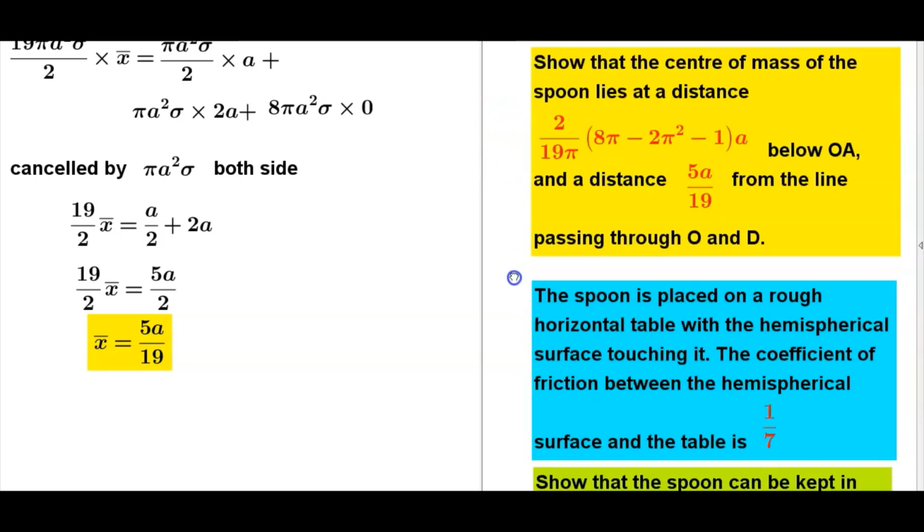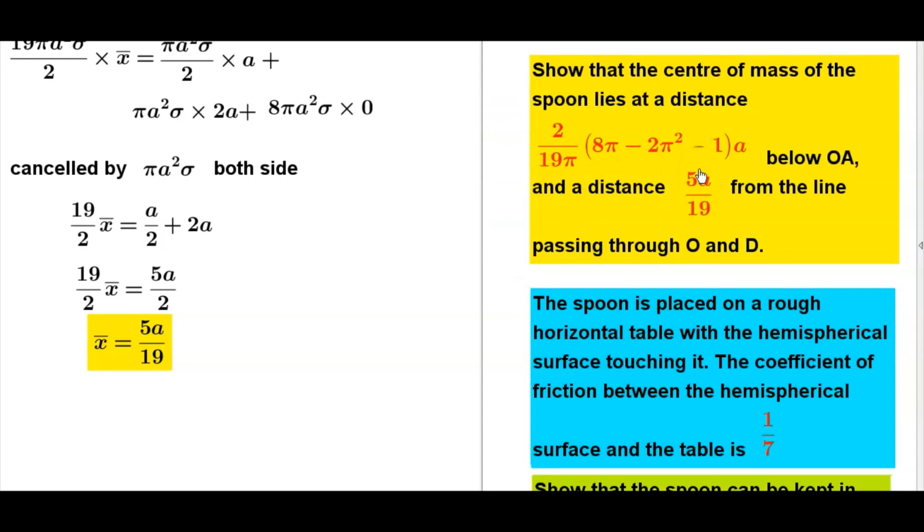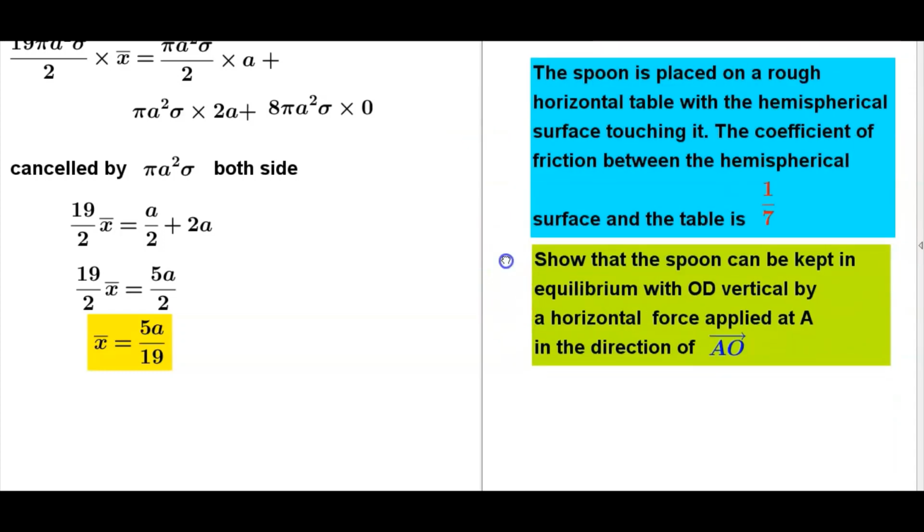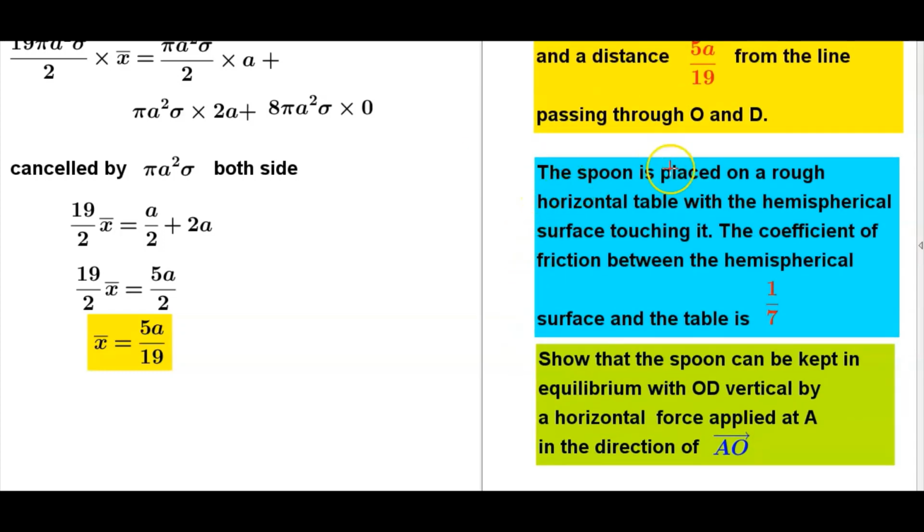This part. Distance 5a over 19 from the line passing through O and D. Now we use this part.